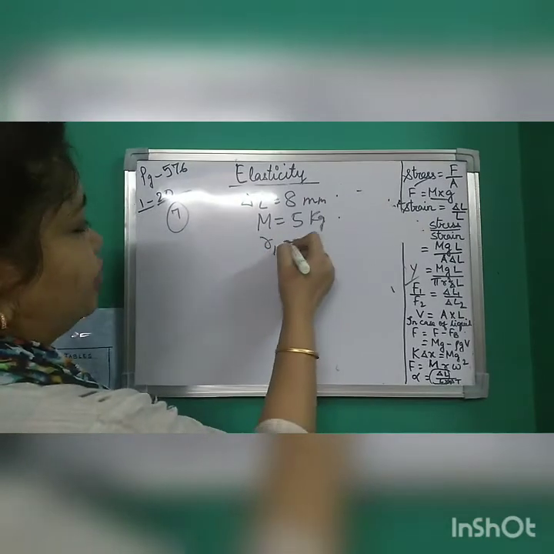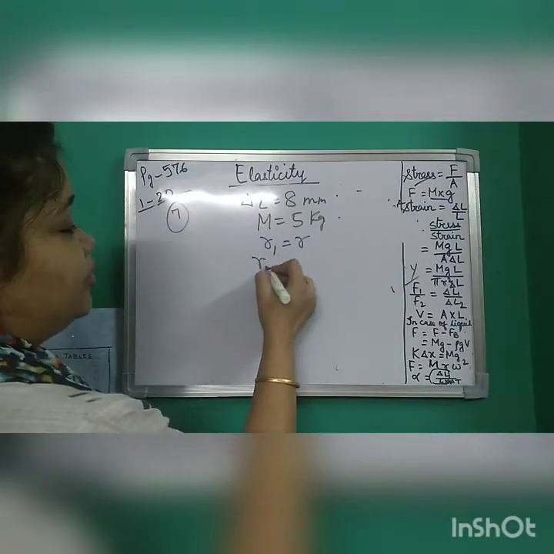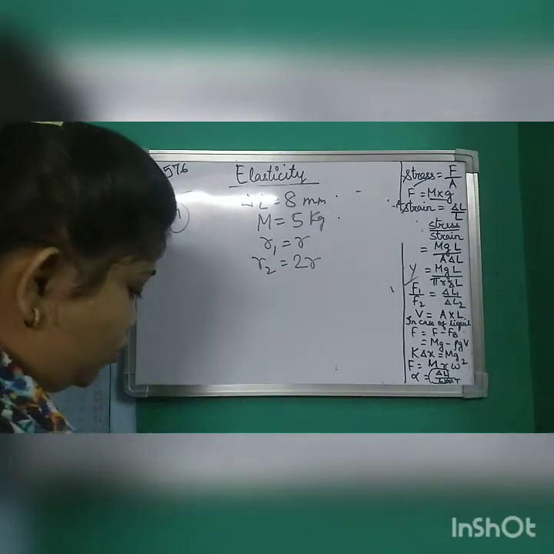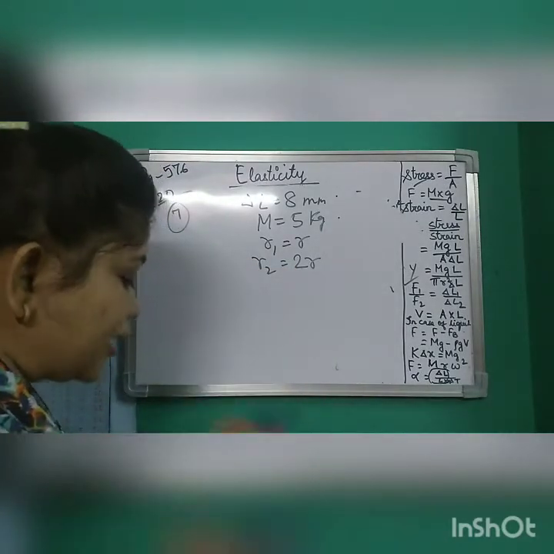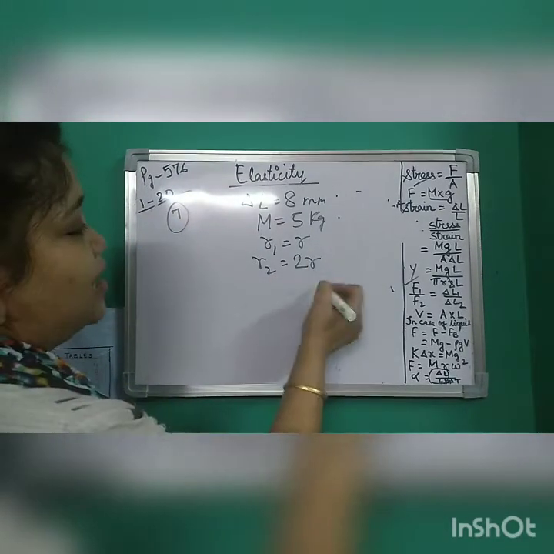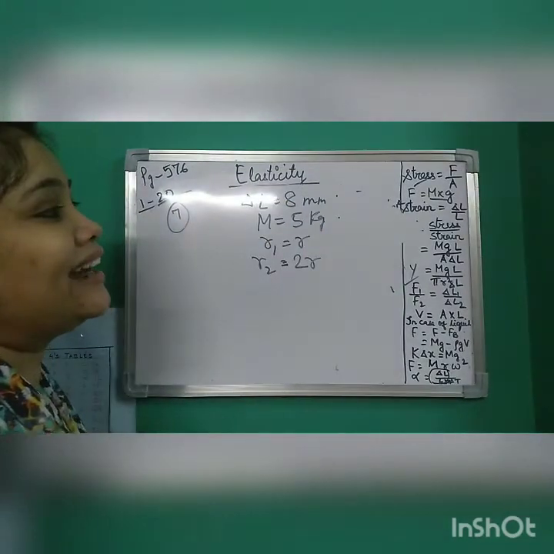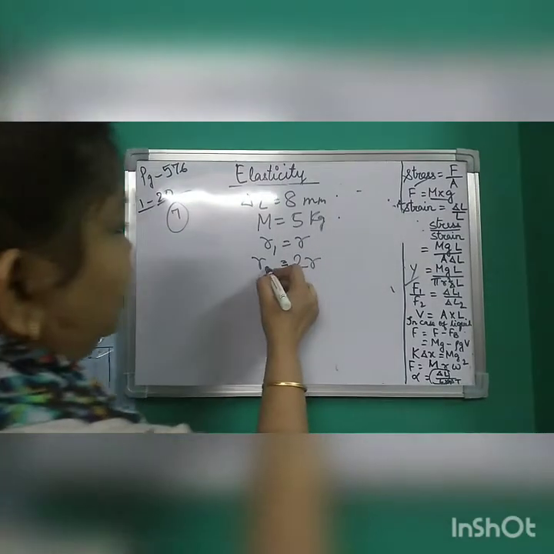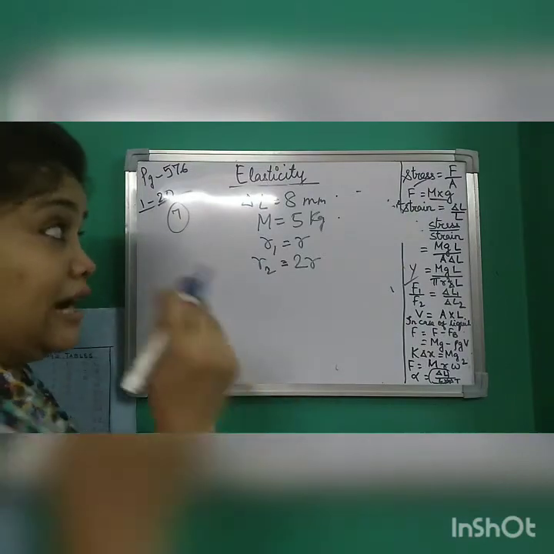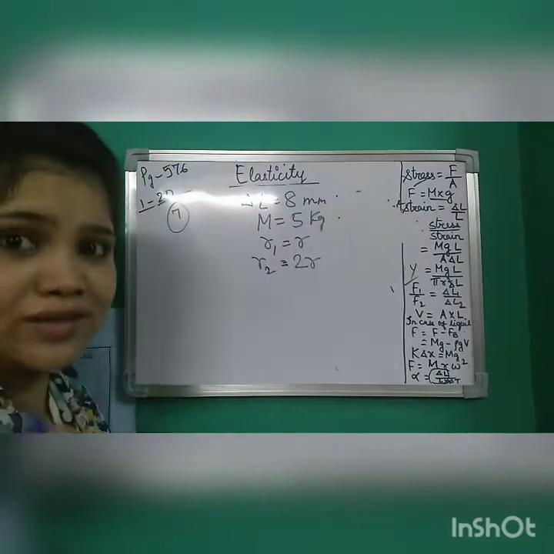So let us take R1 as R. What will be R2? 2R, because the radius is getting doubled. What they have asked is, what will be the increase in its length? So we have to find out that when the radius is doubled, what will be the increase in length. Remember, mass is constant.